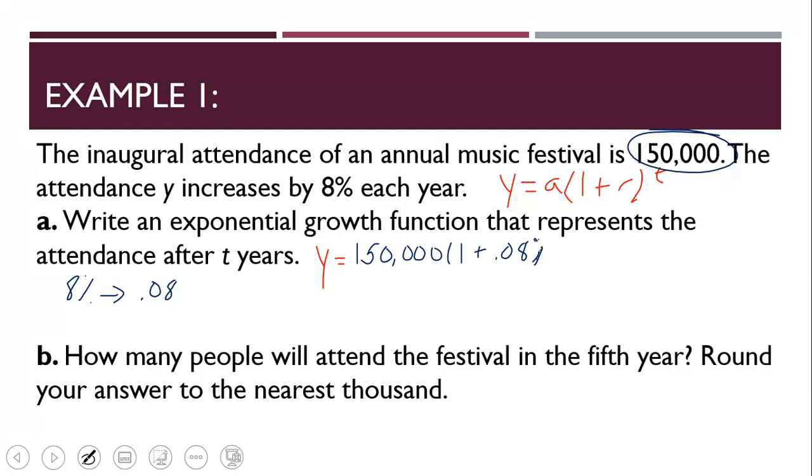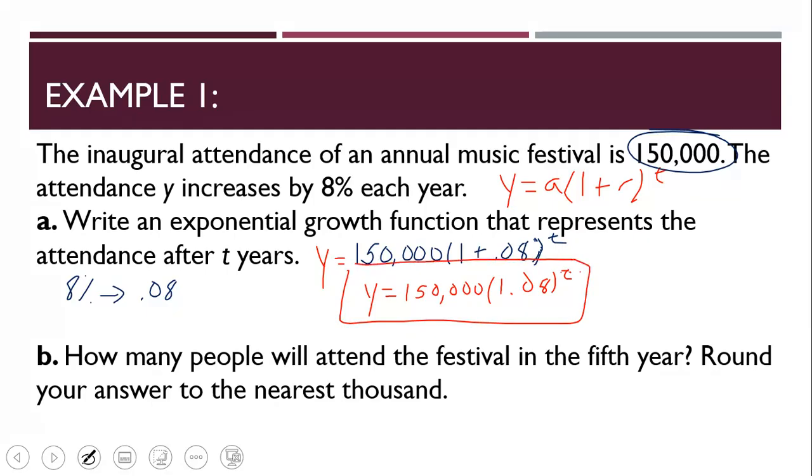There we go. And you can simplify this. You can combine what's in the parentheses to get Y equals 150,000, and then in parentheses, 1.08 raised to the t power. Okay, so if you want to simplify it a little bit, you certainly can do that. And that's our function right there. Okay, that represents an initial amount of 150,000. We're increasing by 8% each time. We're raising it to the t power.